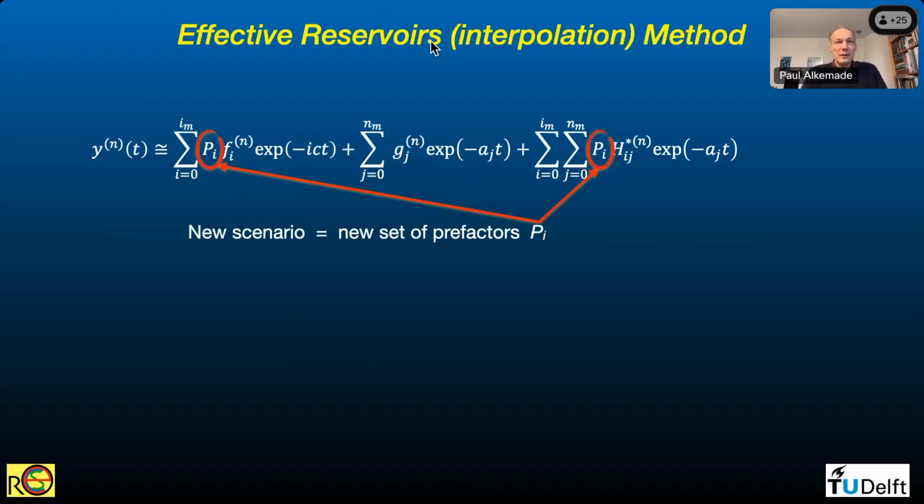Once you have the solution, look here: if you have a new scenario, that means you have a new set of prefactors pi, and they appear only in 2 places in your solution. And note also the solutions are linear functions. So it's very easy to change only the pi, keep the rest the same. Then you change only the scenario, but you get the outcomes for the concentrations Y.